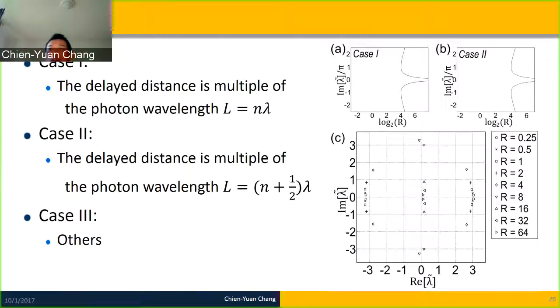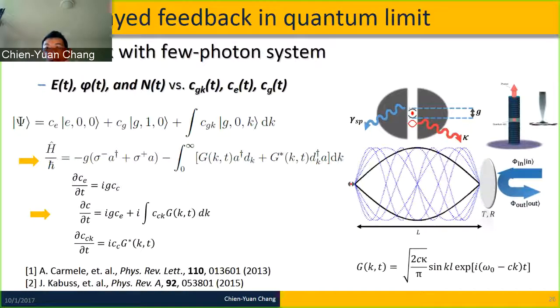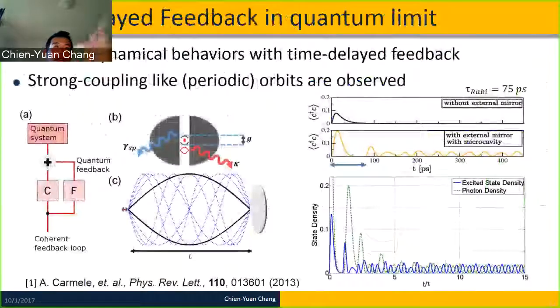R, you can imagine as a feedback rate, but R is actually the rate of the decay rate over the coupling strength. So it's actually 4 gamma over G. Let me remind you and remind myself what gamma and G is. So it's 4 gamma over G. That's how we characterize a good or a bad cavity.